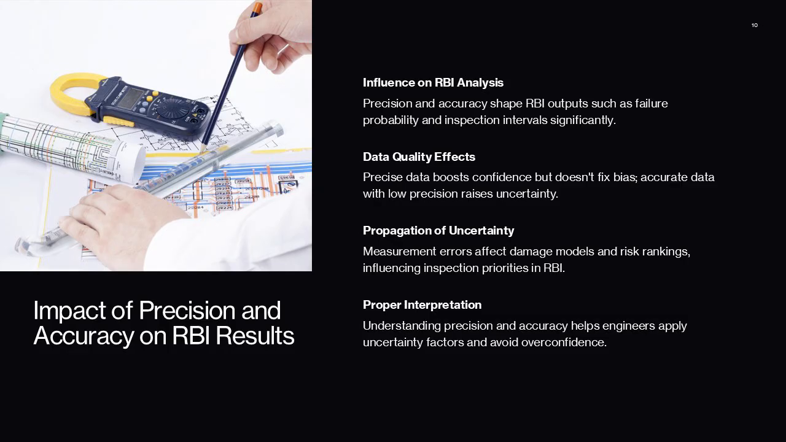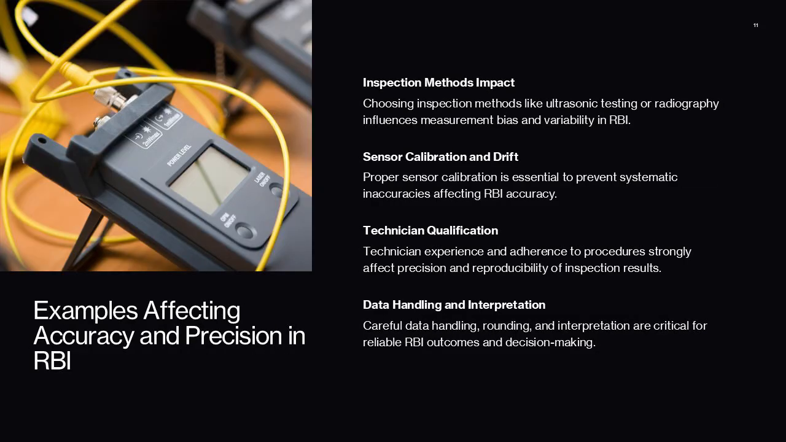quality of input data. Measurement error and uncertainty propagate through damage models and risk calculations, affecting risk ranking and inspection prioritization. Understanding these impacts allows engineers to interpret RBI results appropriately, apply uncertainty factors, and avoid overconfidence in seemingly precise numbers. Several practical factors influence accuracy and precision in RBI applications.